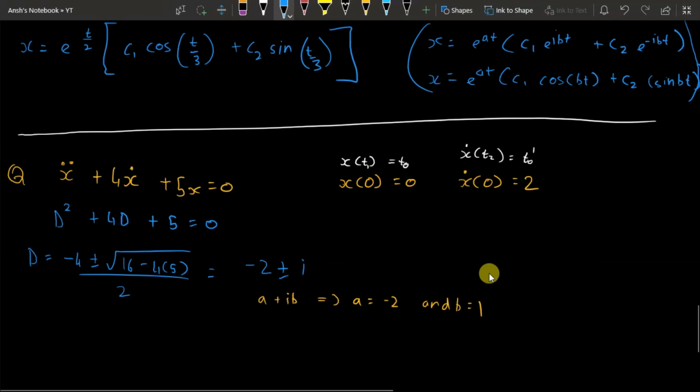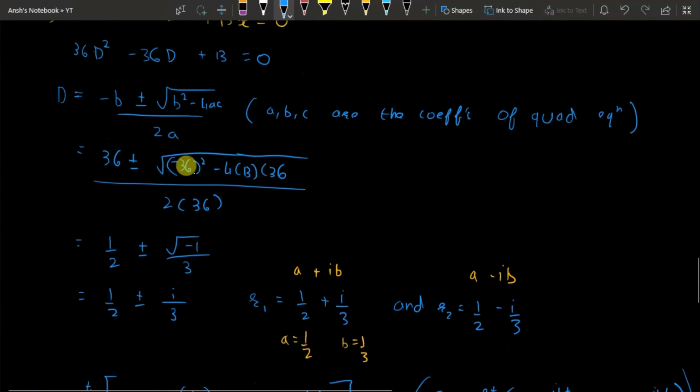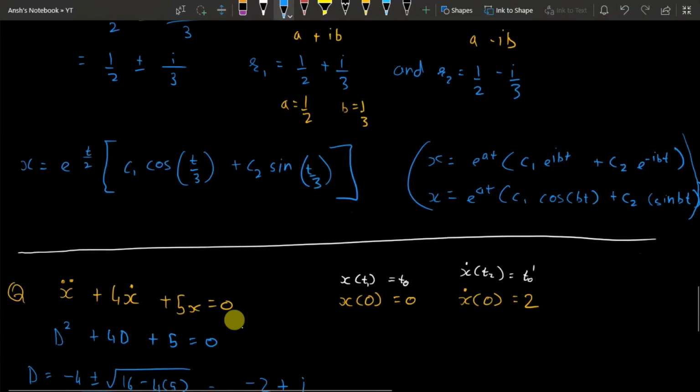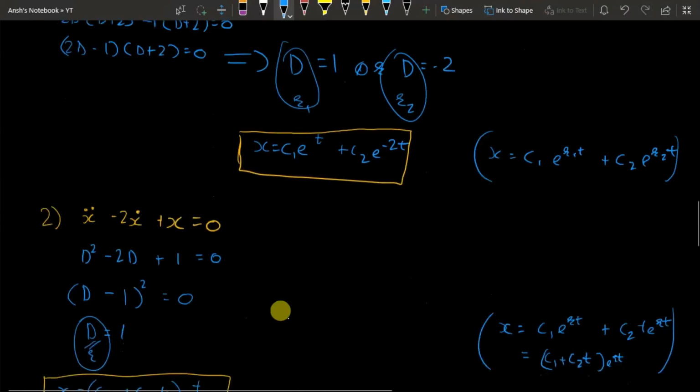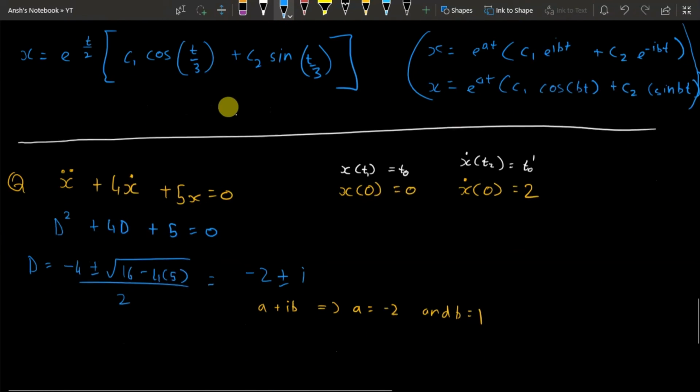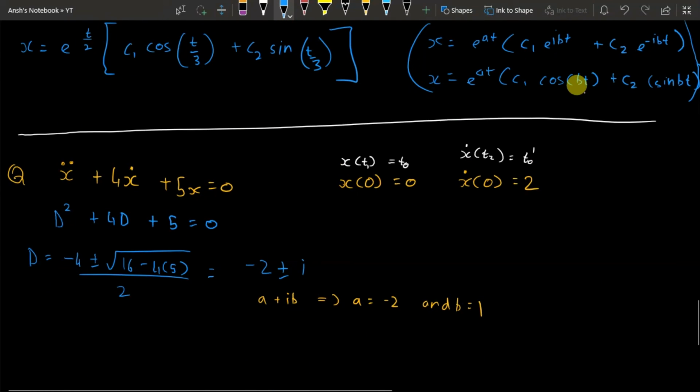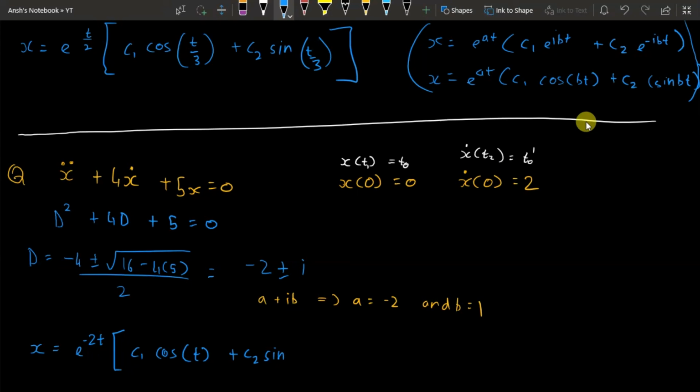So now the roots that we got are imaginary and complex conjugates of each other, which was the third case that we discussed. And the general form of that solution we also discussed in the example above. It is of this form. So let's write the general form of the solution now that we know the roots. So it will be x is equal to e raised to minus 2t (c1 cos t plus c2 sin t).